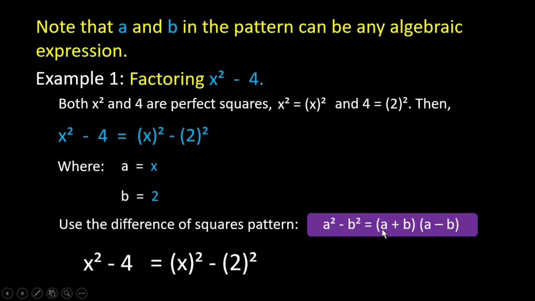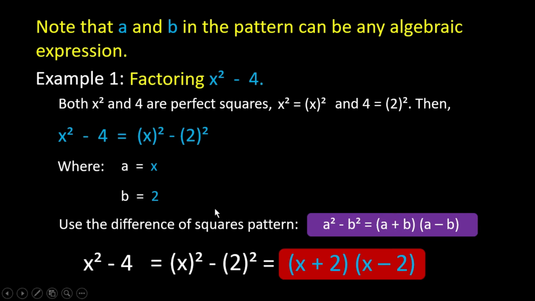So, substitute natin dito sa pattern na ito para makuha natin yung factor. So, equals to x plus 2 times x minus 2. So, guys, ito na yung factor ng x squared minus 4. Itong dalawang ito, x plus 2 at saka x minus 2.